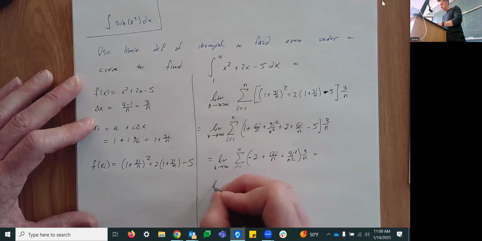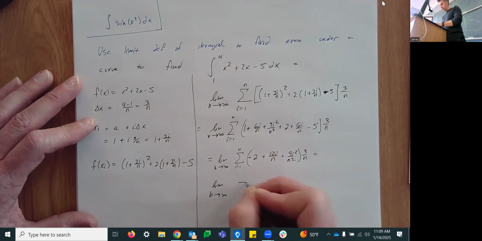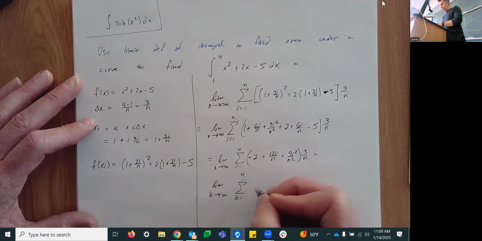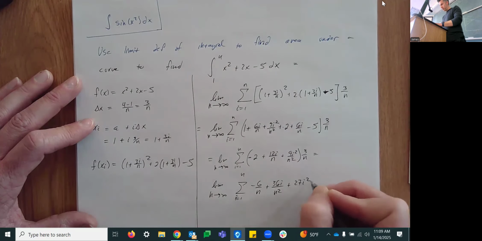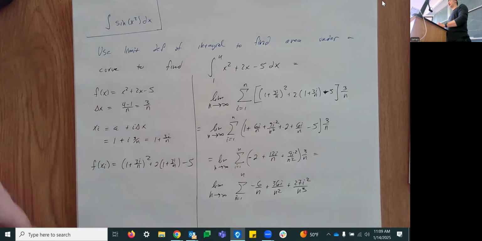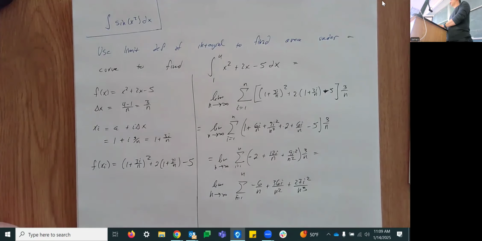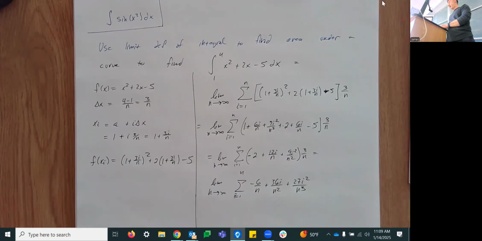So we get the limit as n goes to infinity of the sum from i equals 1 to n of negative 6 over n plus 36i over n squared plus 27i squared over n cubed. I stop to check for the thing I always check for when I'm doing a limit definition of an integral, which is that every power of i is 1 less than the power of n that is below it. And I'm good to go here. I've got i to the second divided by n to the third. I've got i to the first divided by n to the second. And I've got i to the 0th divided by n to the first. So all my terms are looking like I expect them to look.